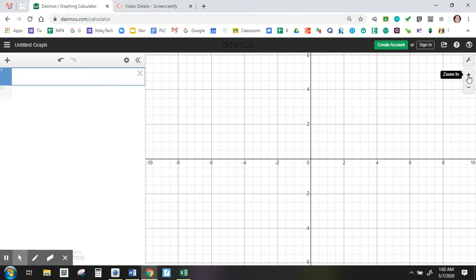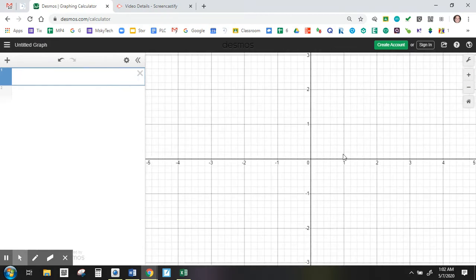I'm going to go over here to the plus where I zoom in. Now each one of the big lines is 1, and they have some smaller ones so you can do fractions and decimals and things. Set it the same way that my grid was on the paper. And then you've got this typing box over here.